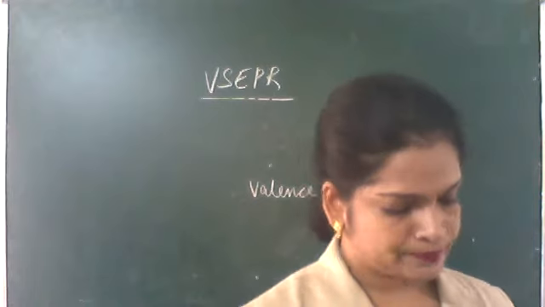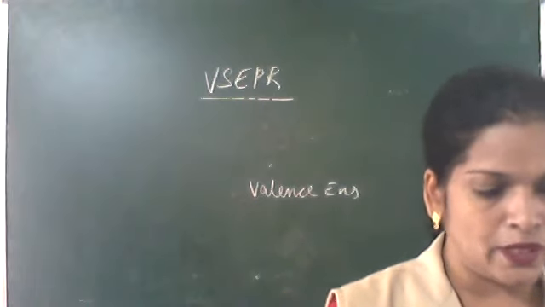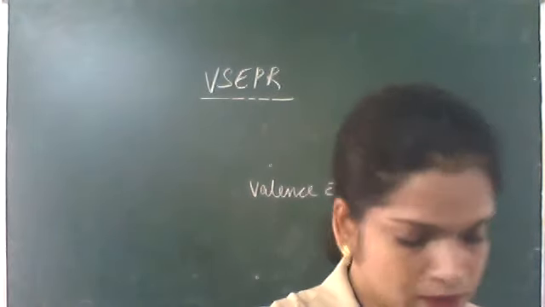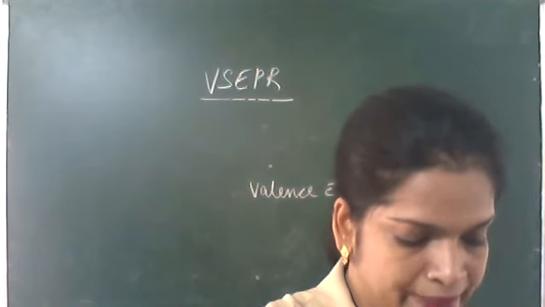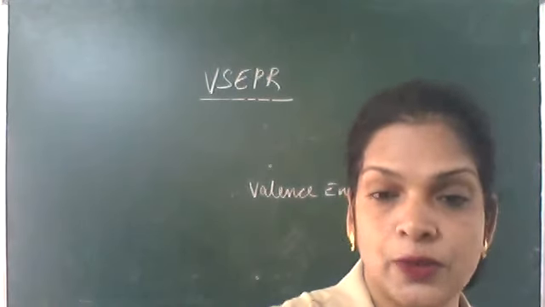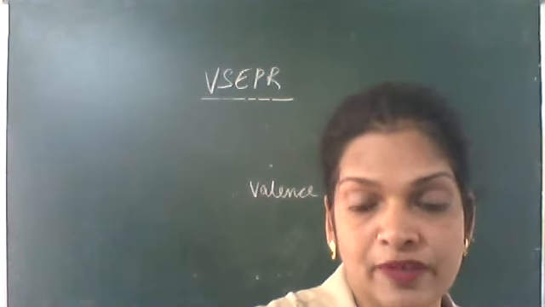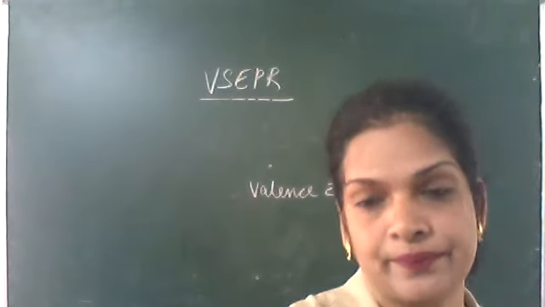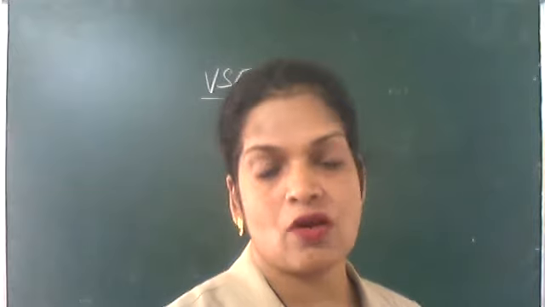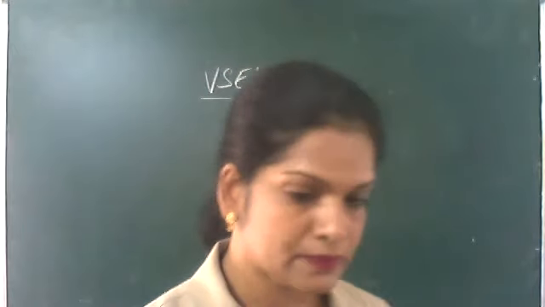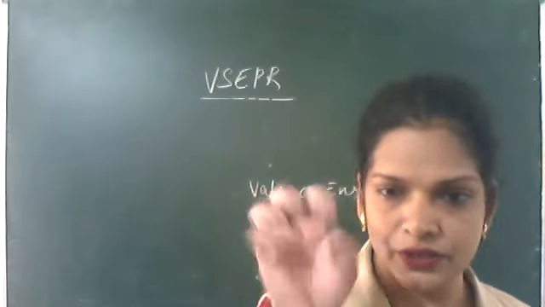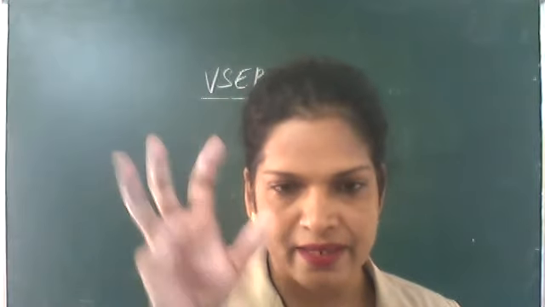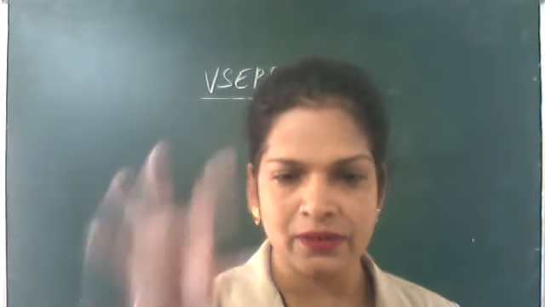Write some points on valence shell electron pair repulsion theory. Number one, the shapes of the molecules depend upon the number of electron pairs in the valence shell of the central atom. So if there are 5 valence electrons, you have to count all the 5. If there are 6 valence electrons, you have to count all the 6. If there are 7 valence electrons, you have to count all the 7.